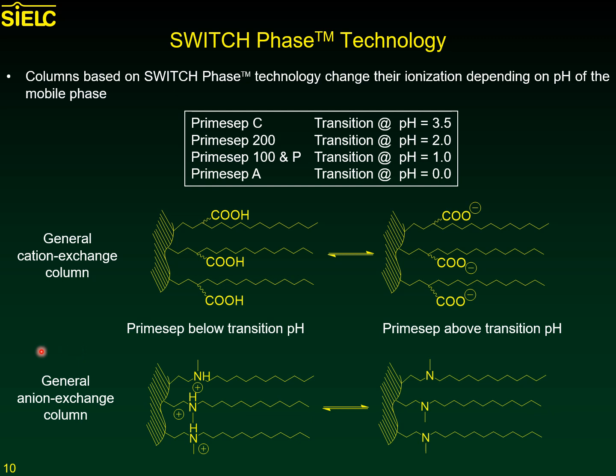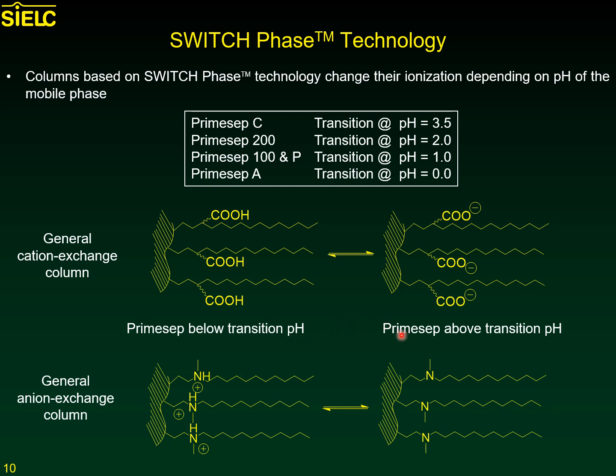Similarly, with the anion exchange column, if one is operating at a pH that is below the transition point, the ionizable group, which for an anion exchange column is an amine group, will now be protonated into its corresponding ammonium ions. And this particular composition will give you both the reverse phase interaction mechanism from the alkyl chains, as well as an anion exchange mechanism for separation from the cationic ammonium ions.